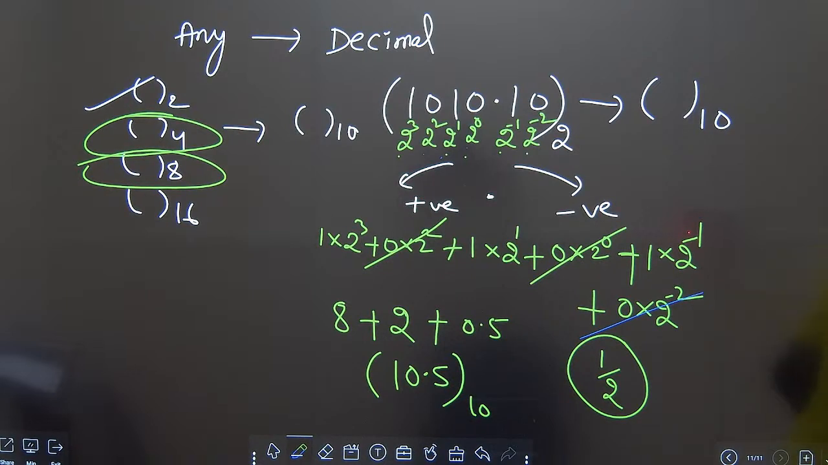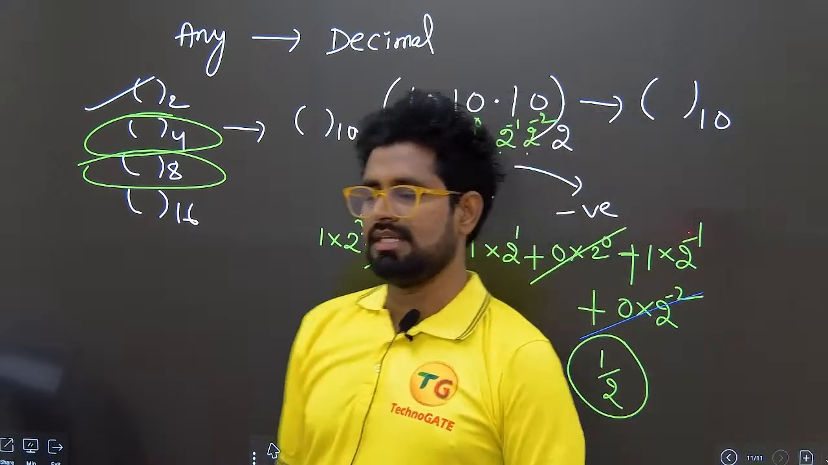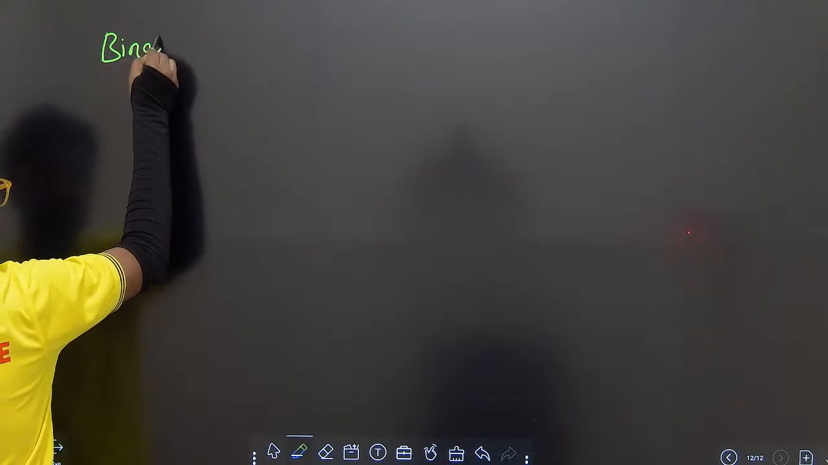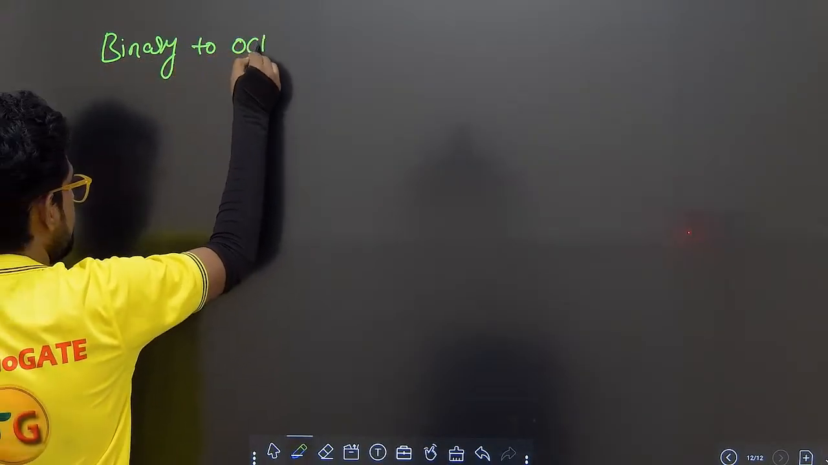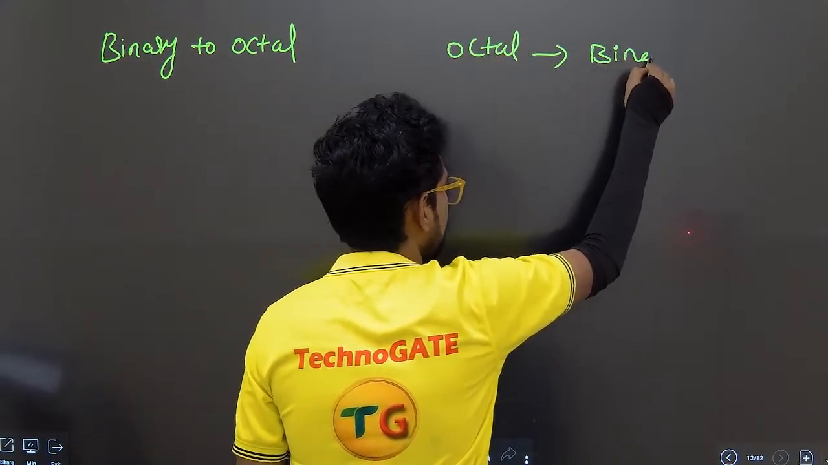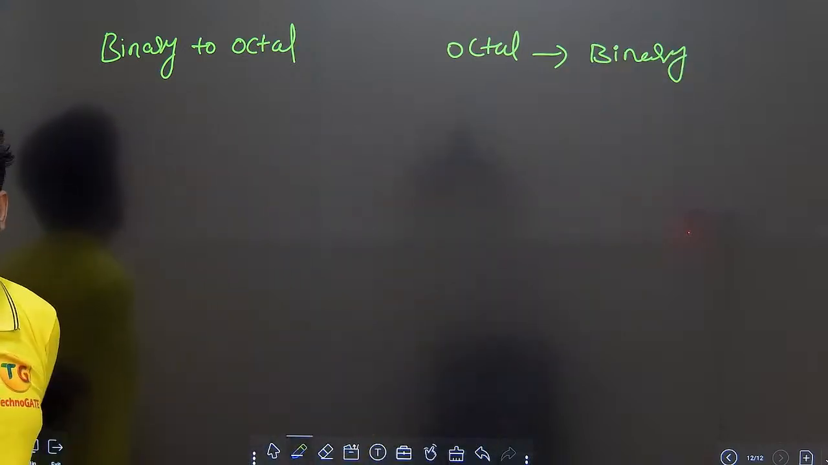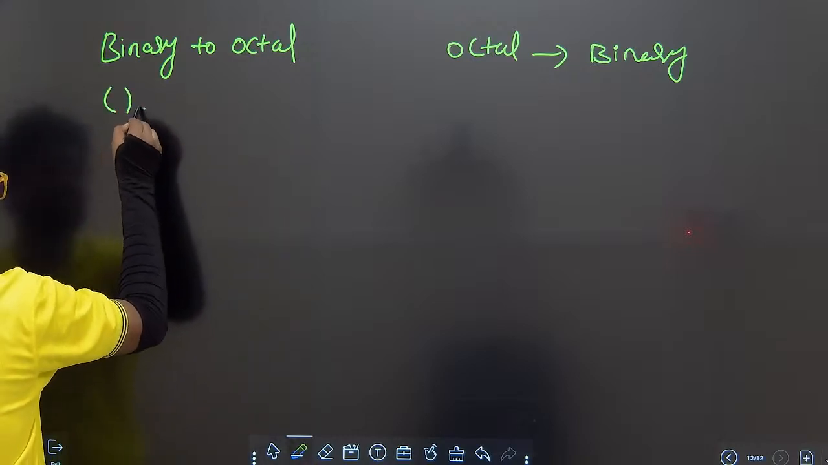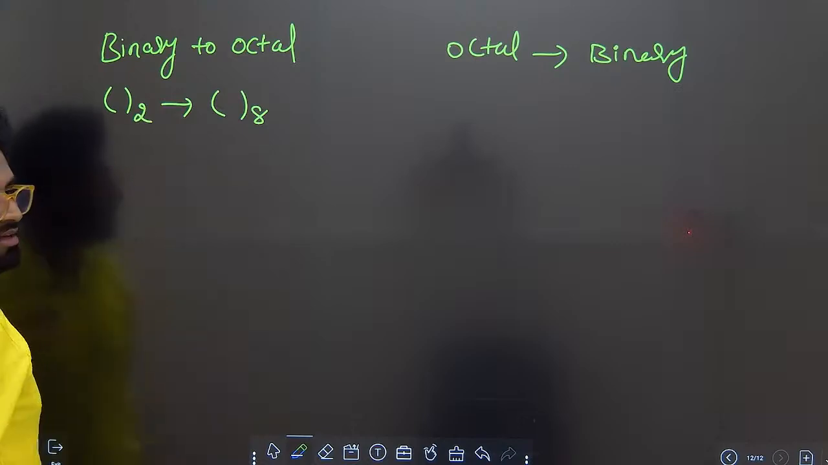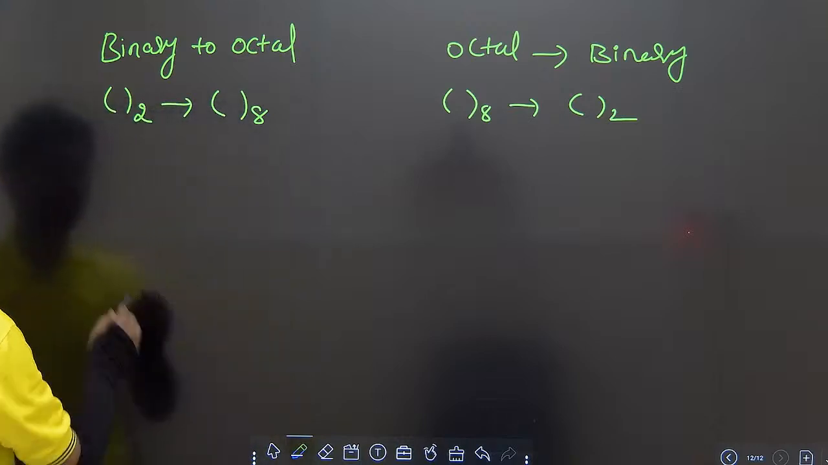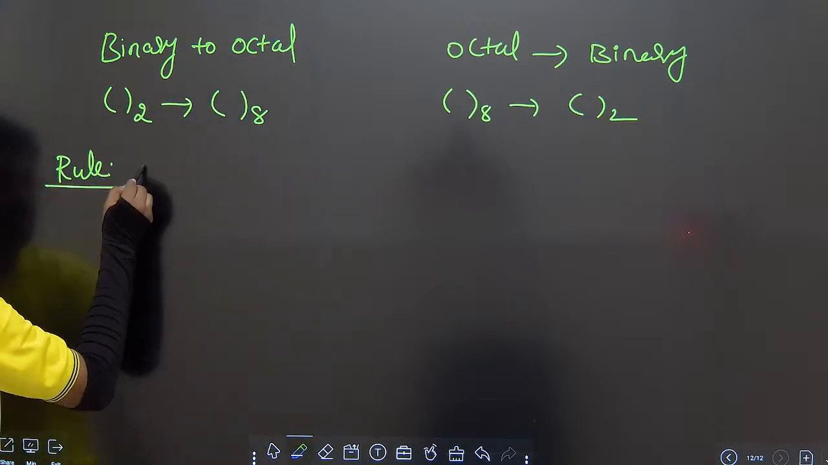Okay. Now let us discuss the next model, which is binary to octal and octal to binary. So first let me tell you the rule. After that let me give you one example and let's solve that example. So binary means what? Base 2. Octal means what? Base 8. Octal means base 8 to binary means base 2. So for these two things the rule is applied.